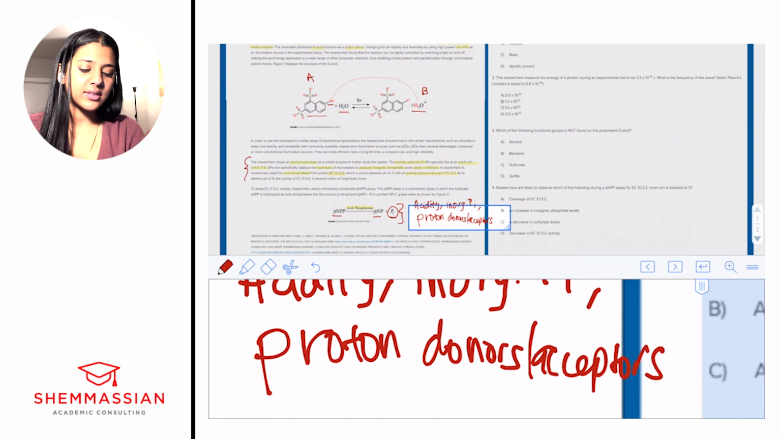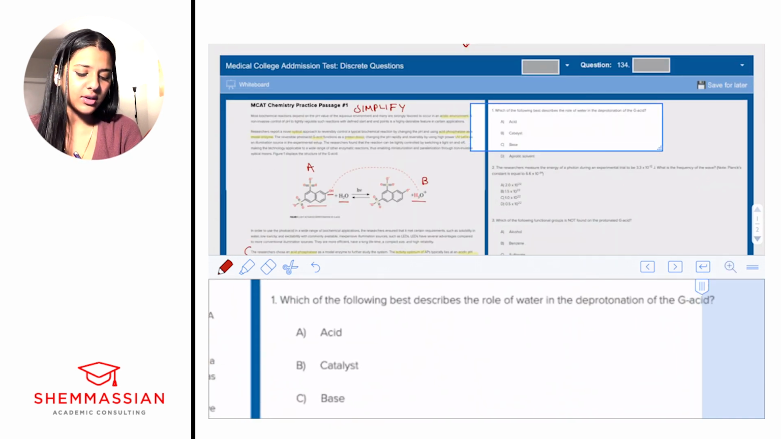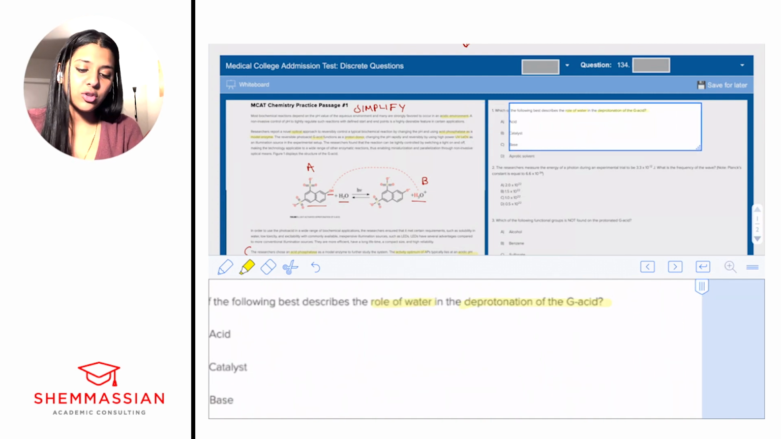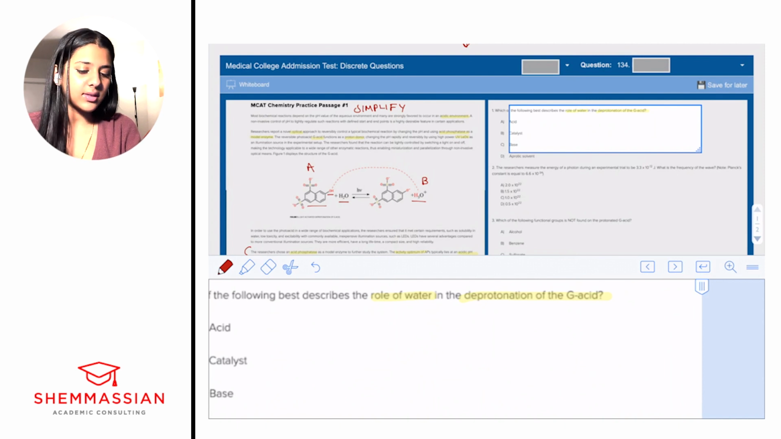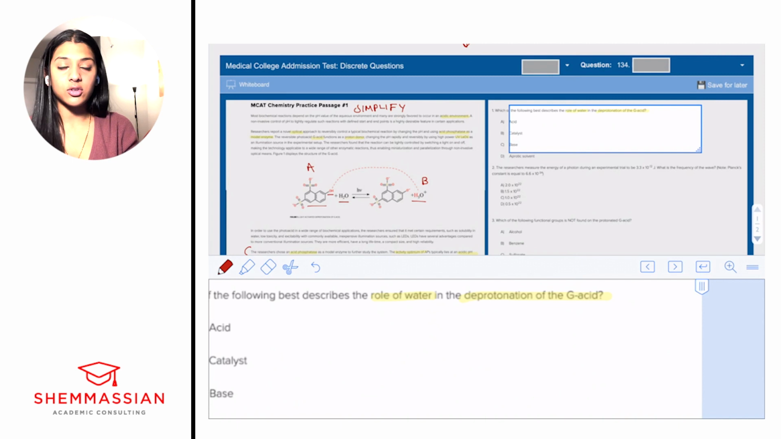Deprotonation of the G acid, where did we see that in the passage? We saw that in figure 1. We already wrote down earlier that there's the G acid, there's water, and it looks like this water is acting as a base. We wrote that down earlier already. So what we can do at this point is we kind of have an idea that water is probably a base. And it looks like, yes, that's right there in the answer choices. But let's look at the other answer choices, make sure we're choosing the right one.